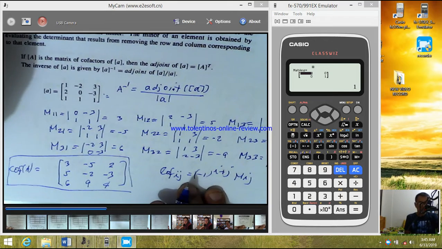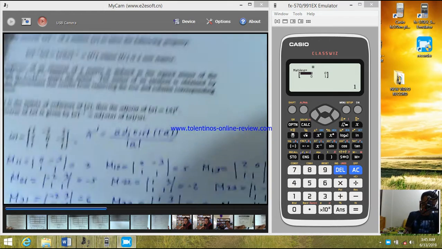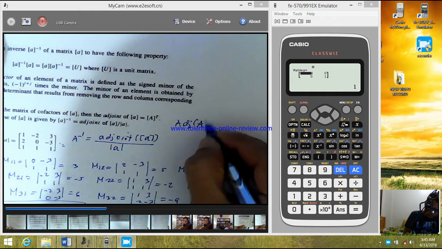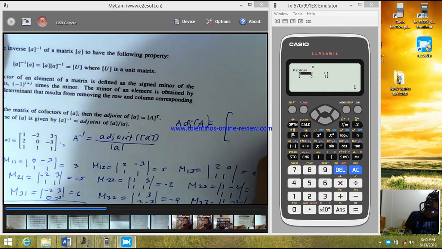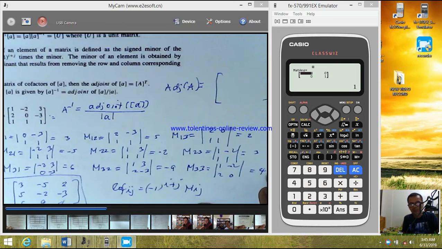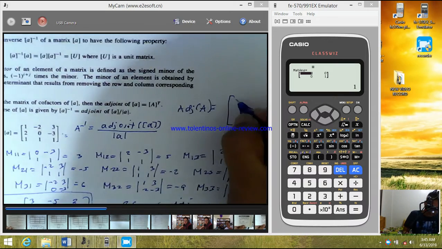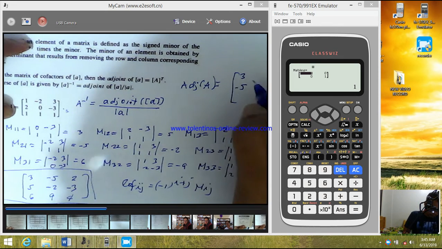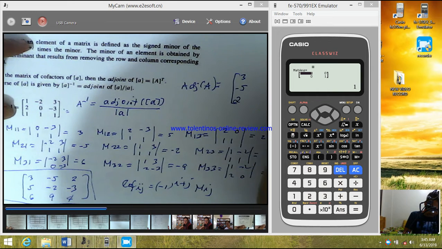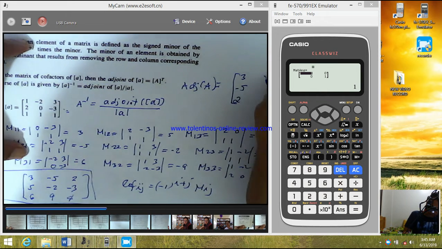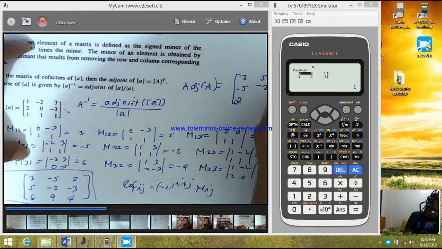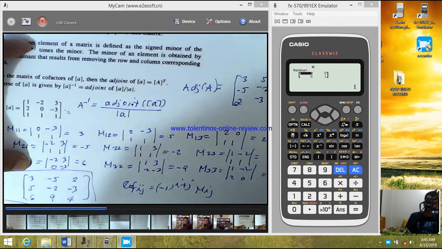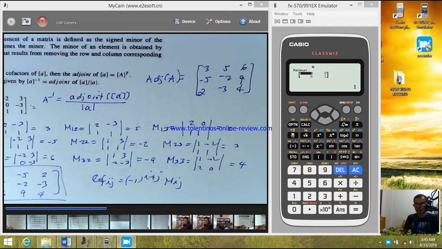Now, how do you get the adjoint of a matrix? The adjoint of the matrix A is equal to the transpose of the cofactor matrix, which will just be 3, -5, 2, then 5, -2, -3, and then 6, 9, and 4. Alright, this is the adjoint of the matrix.